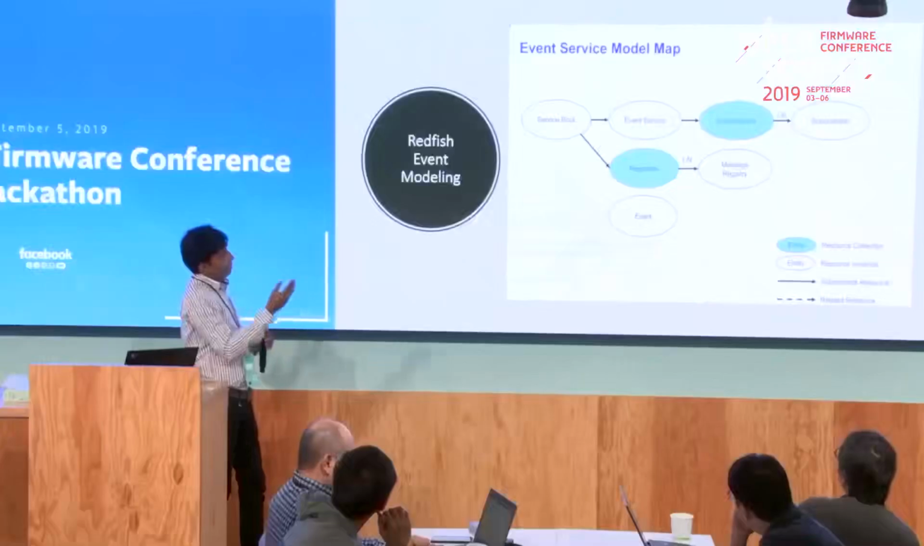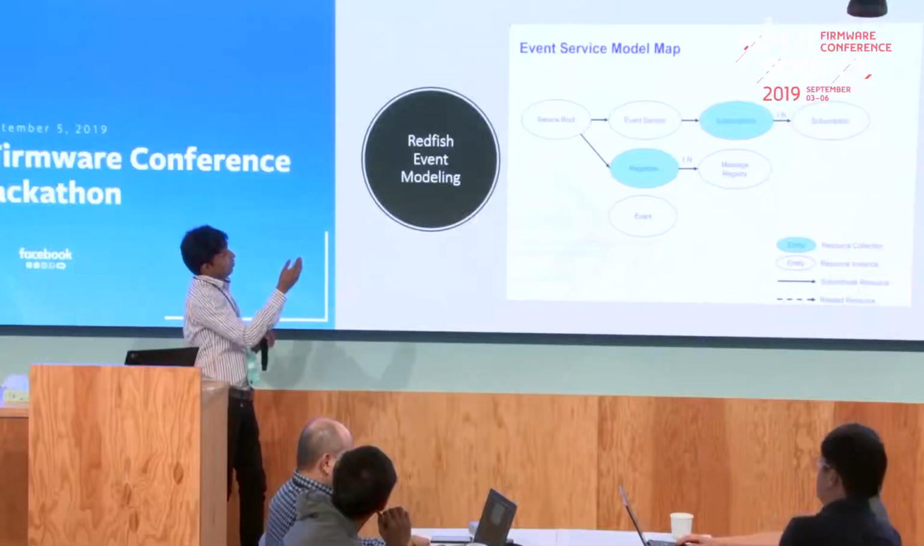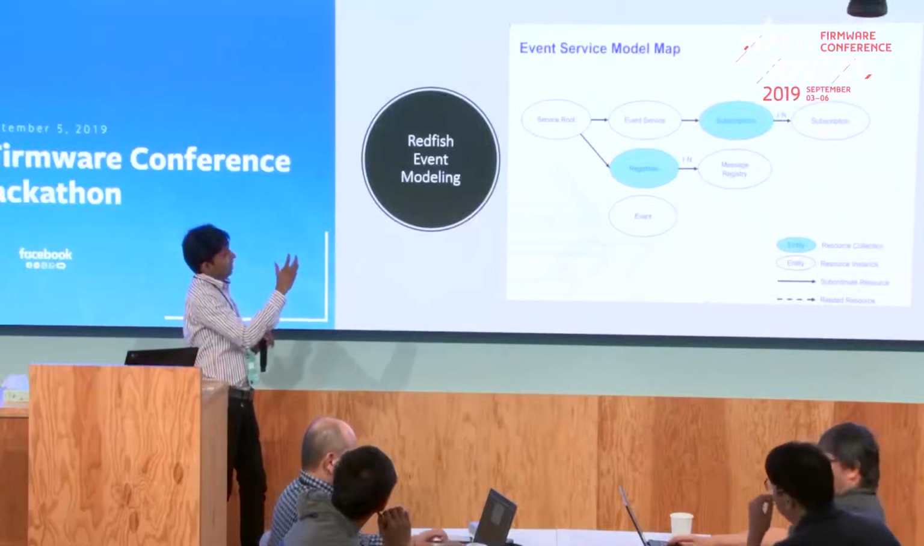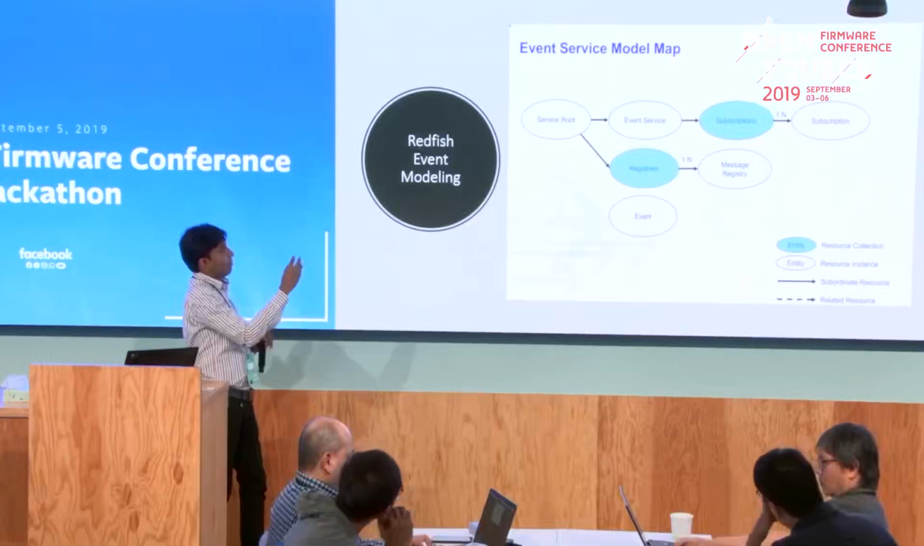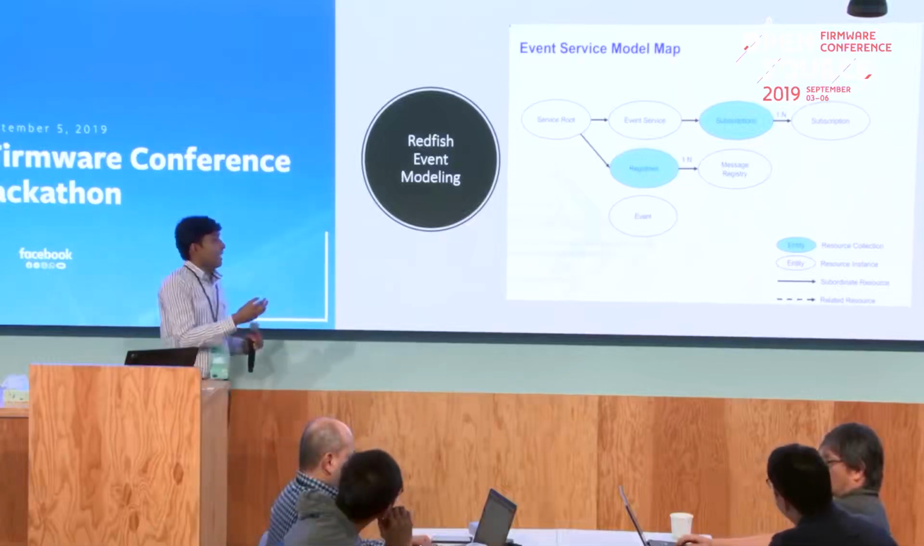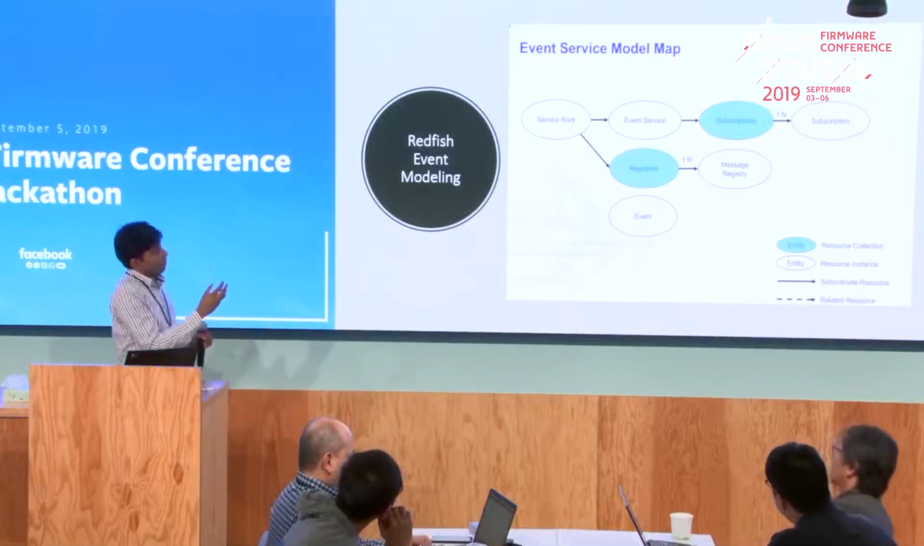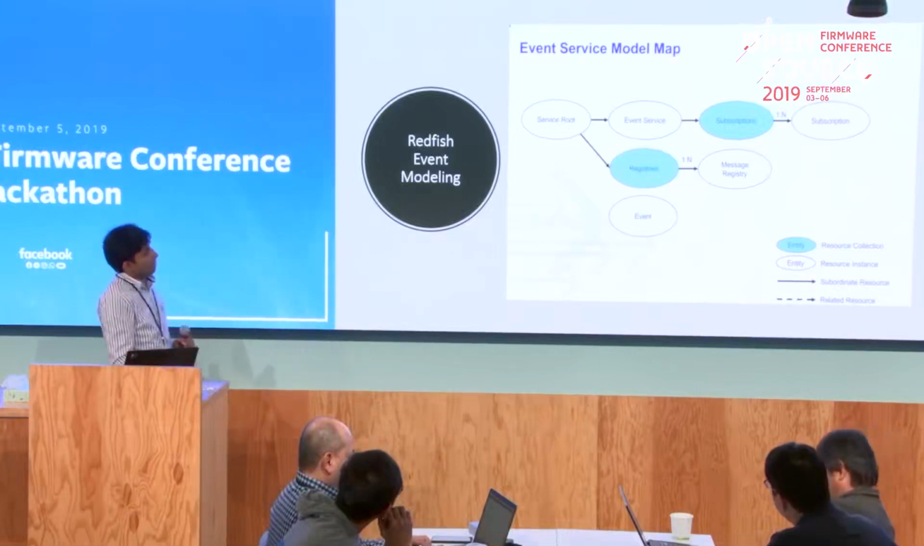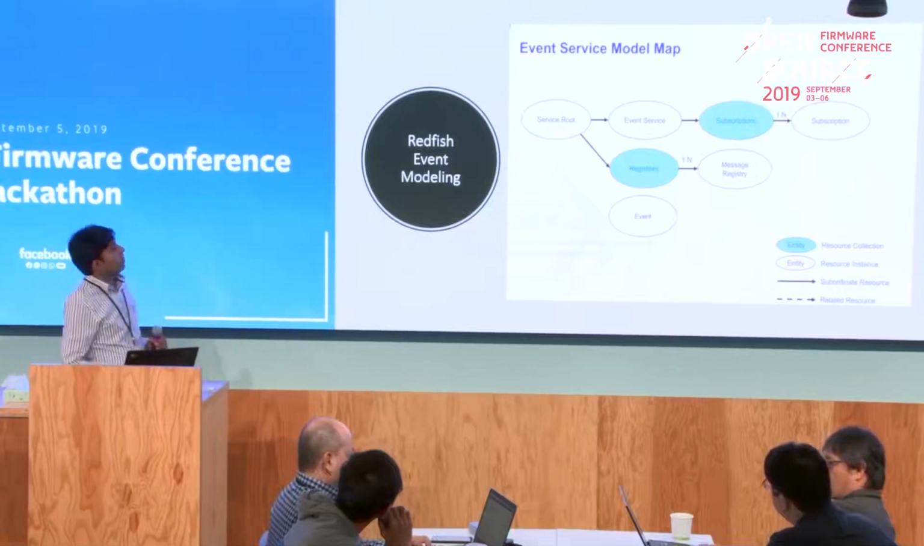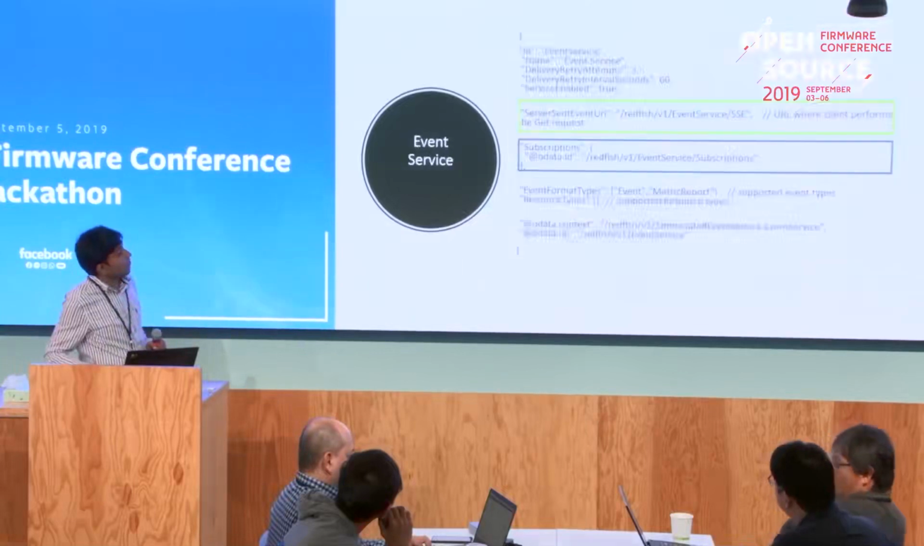And the service root will also have message registries. Again, it's a collection, and the message registries will have multiple registries. These registries are used when we create an event message. The event message will have a registry ID, and the message is constructed with the use of registries. And we have the event modeling, the event resource. So this is the Redfish event service model map.